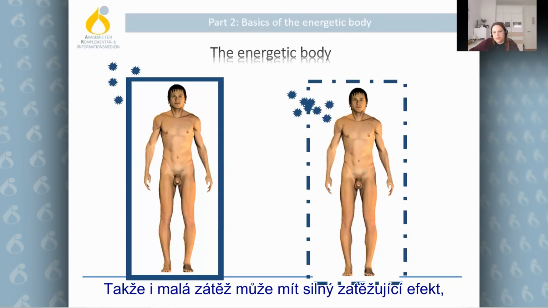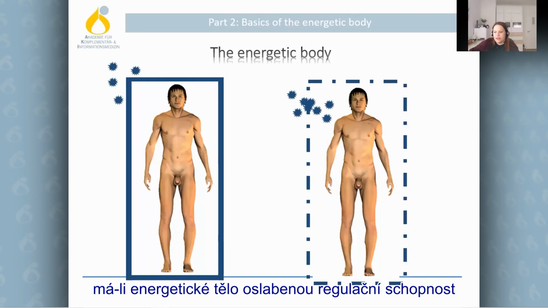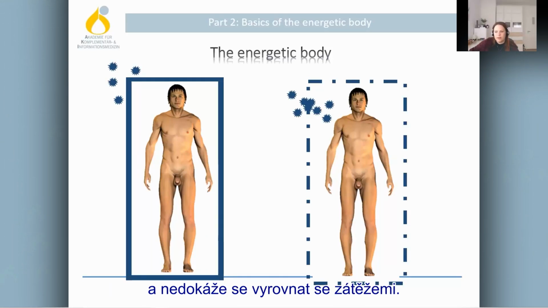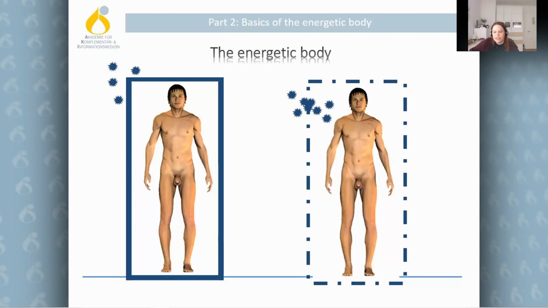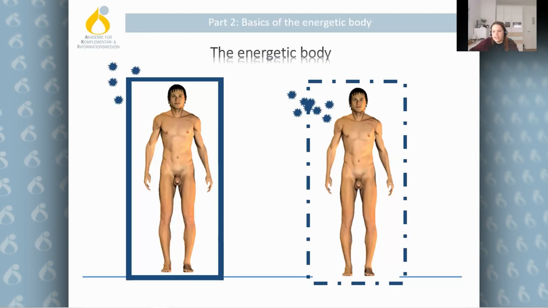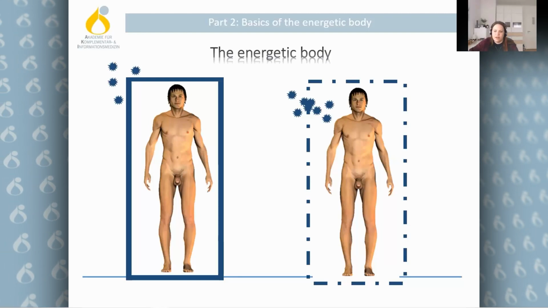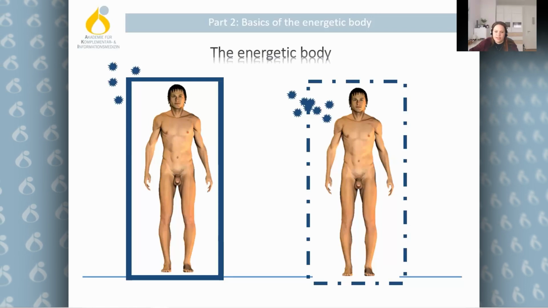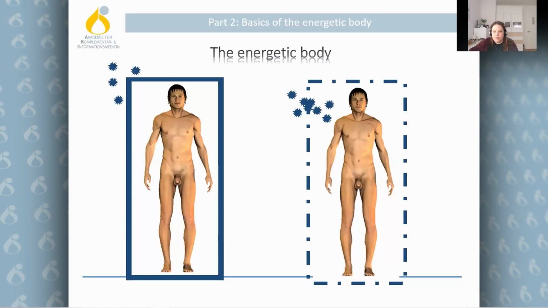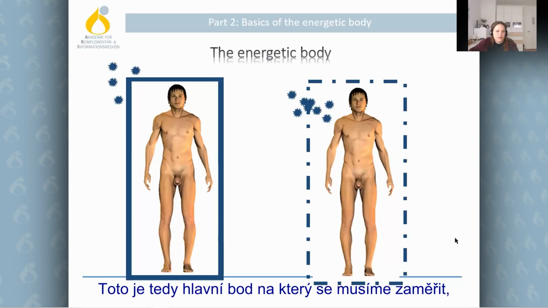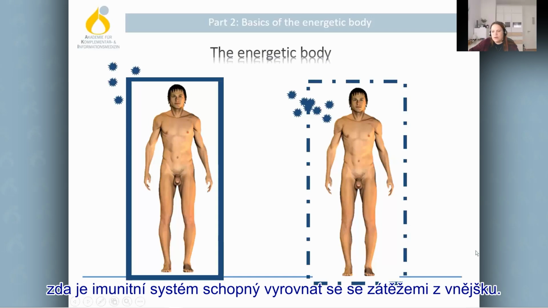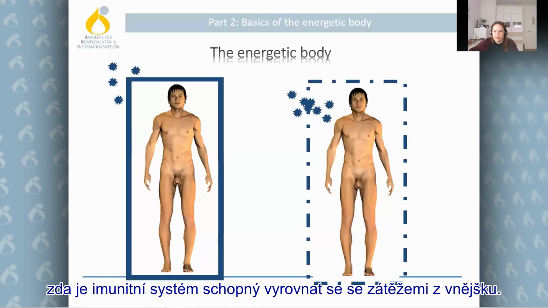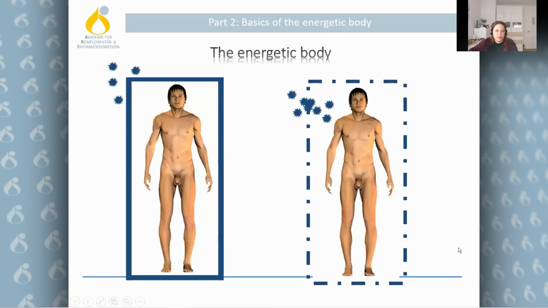Even small stressors can already have a strong burdening effect if the energetic body is weak in its regulation and has no ability to balance stresses. This is what we see with the system: whether the body is able to balance the stresses, and whether it's strong enough to regulate itself. So this is the major point we have to look at here: how the immune system is, how strong the body is to be able to handle the stresses from outside.